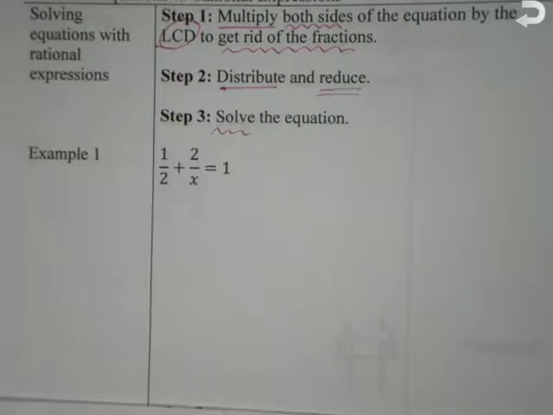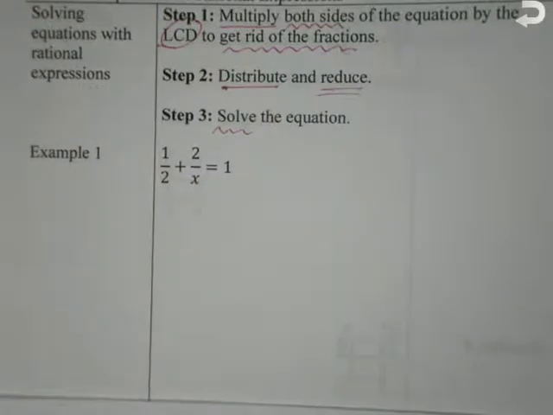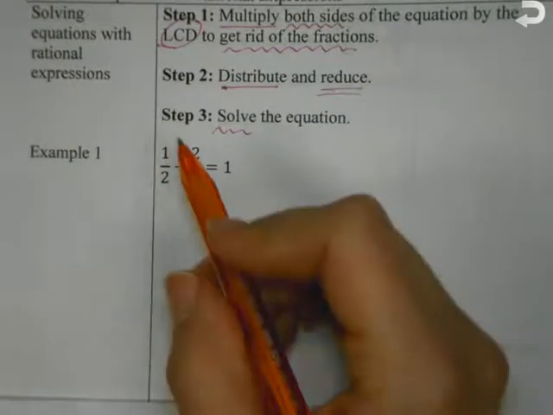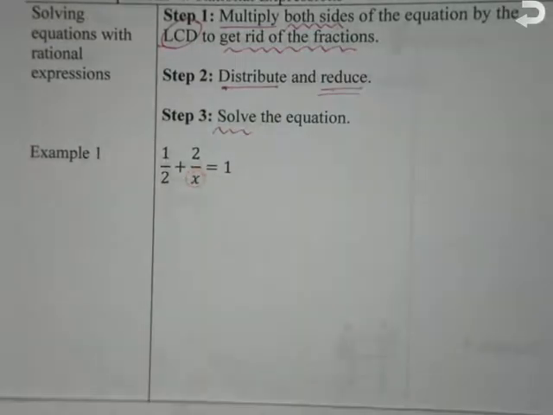Alright, example 1, we have 1/2 plus 2 over x equals 1. We want to solve for x. Now, what's the problem here? X is not in the numerator. Where is it? It's in the denominator. So we want to get rid of the fractions here, because even though fractions are our friends, we don't like them in these kinds of problems. So we're trying to get rid of the fractions.